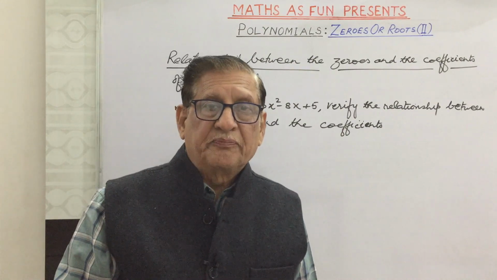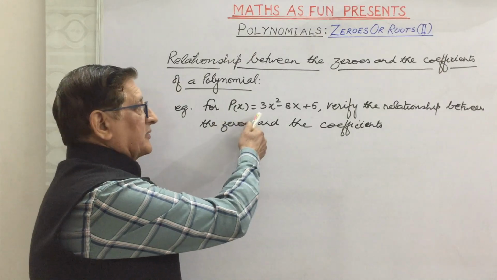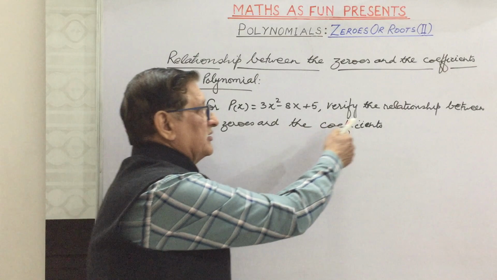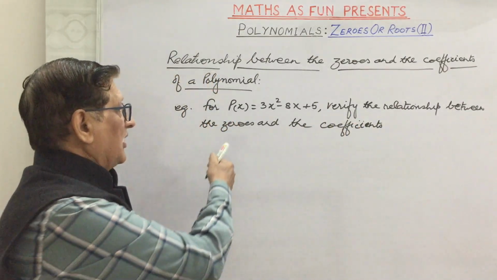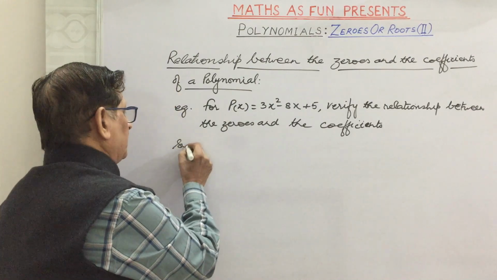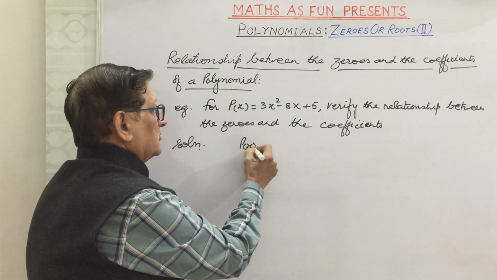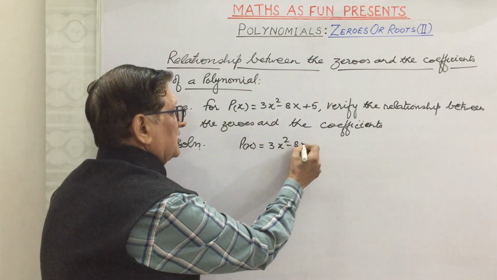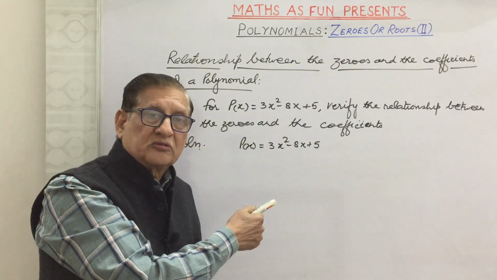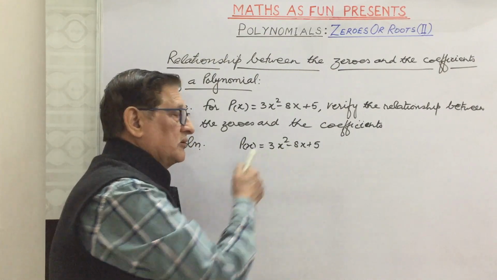Based on the relationship, we are asked sometimes the questions like, for p(x) equal to 3x square minus 8x plus 5, verify the relationship between the zeros and the coefficients. So what we do in such problem, we will take the polynomial p(x) equal to 3x square minus 8x plus 5. First of all, we have to find out its zeros. For that, we have to factorize it. And that we can do by splitting the middle term.